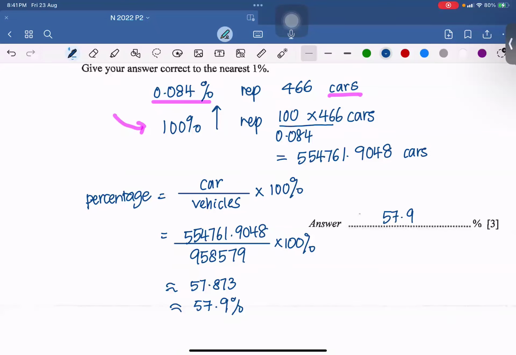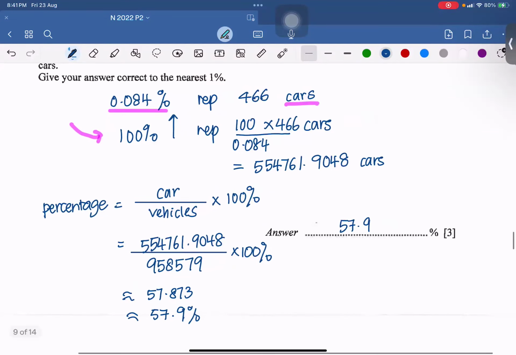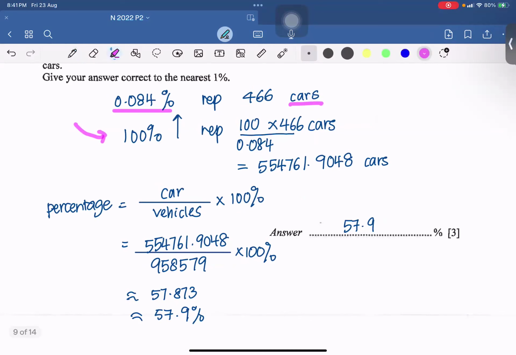Okay. So look at this one, 3 marks. Where do you think the 3 marks will be? Number 1, you need to find the number of cars, finding the 100%. Number 2, you take the percentage out of the total number of vehicles. Then number 3 for the answer. Okay, so 3 marks over here. Technically, the skills is not difficult, but interpreting the question may be difficult.